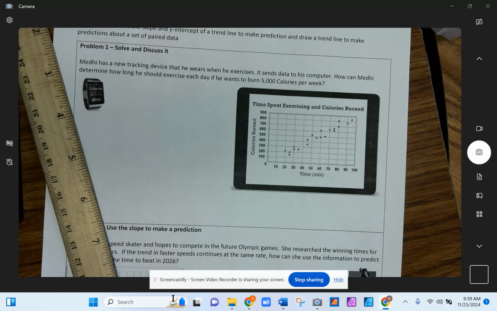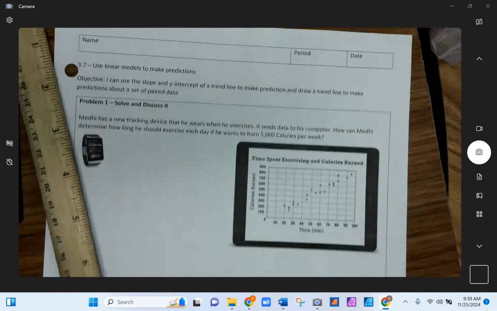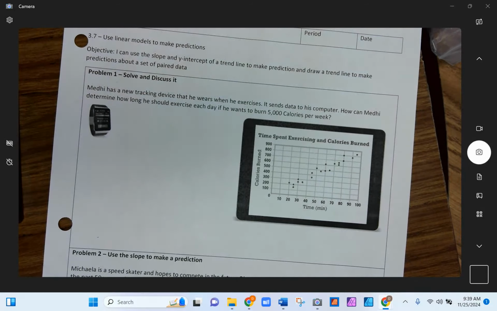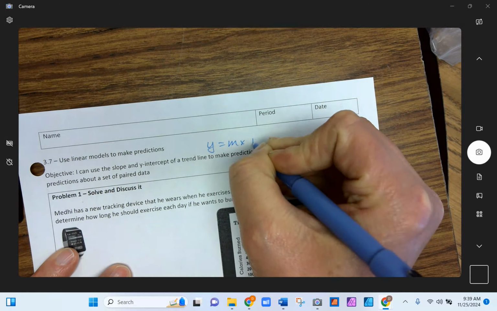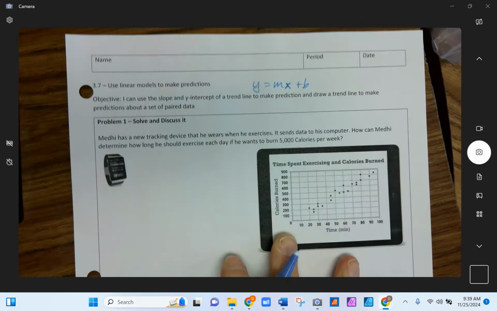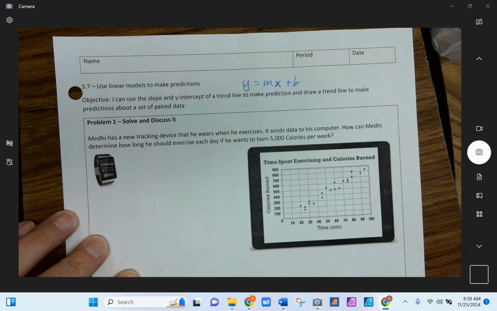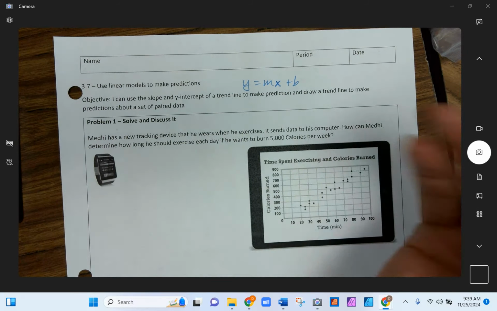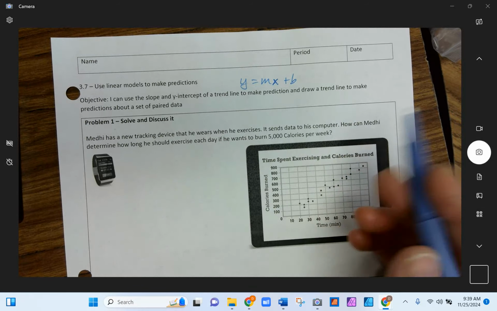Okay, guys, we're going to do 3.7, I believe, is what this is called: Use linear models to make predictions. So that linear model equation is always going to be in the form of y equals mx plus b, or so far it's going to be in the form of y equals mx plus b. Our objective here: I can use the slope and y-intercept of a trend line to make predictions, and draw a trend line to make predictions about a set of paired data.